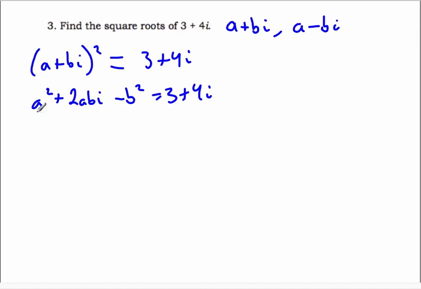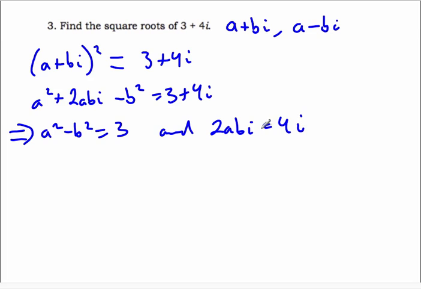So what we're going to do now is something we do time and time again with complex numbers. We're going to equate the real parts and equate the imaginary parts. So this implies that a squared minus b squared equals 3, because those are the real parts, and 2abi equals 4i. Or we could have just said 2ab equals 4 actually. So we have this one. Actually solving this one is going to be pretty easy. We have 2ab equals 4.